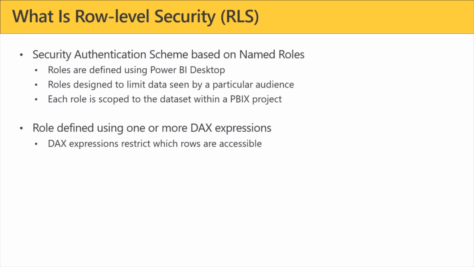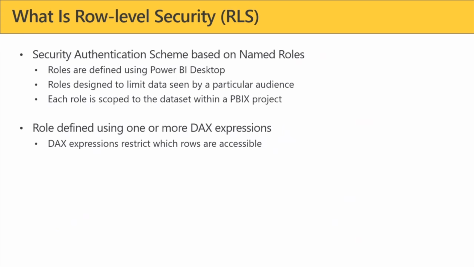Now, let's start at a high level. What is row-level security? It's an authentication scheme. It's a scheme that determines that one user can see a certain set of data, and another user might see a different set. And the idea is that we're going to write filters for RLS roles. And the way that Power BI works, if you set up your filters correctly, it guarantees that users will only be able to see the data that they want to see.